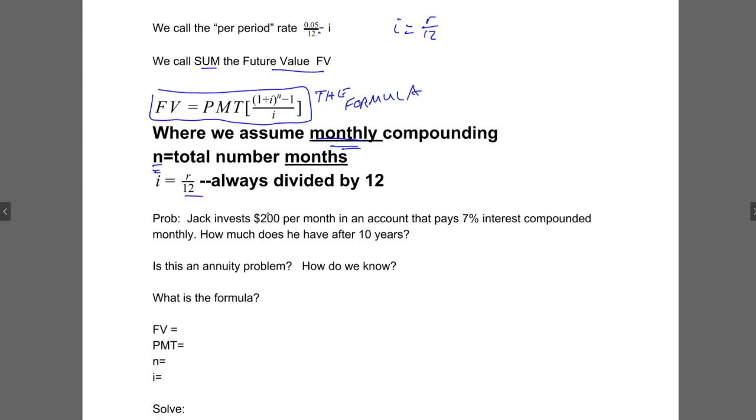So Jack invests $200 per month in an account that pays 7% interest compounded monthly. How much does he have after 10 years? Is it an annuity problem? Well, see how it's per month. That tells us that there's a lot of payments, and that means annuity. So yes, it's an annuity problem. And how do we know? That's the picture. So what's the formula?